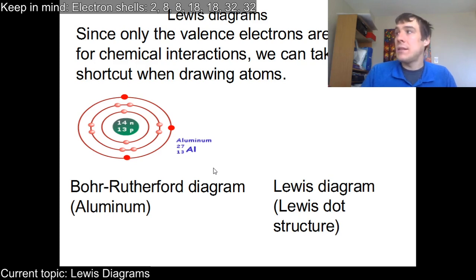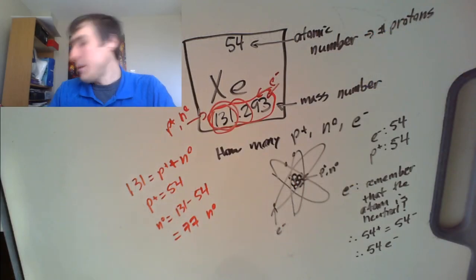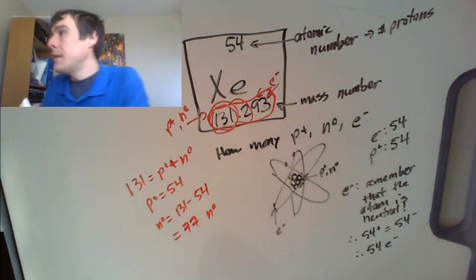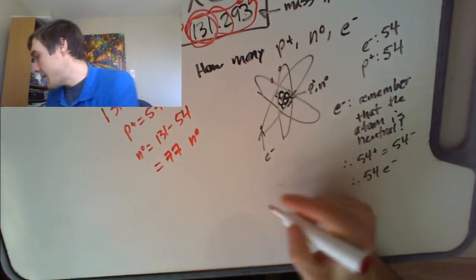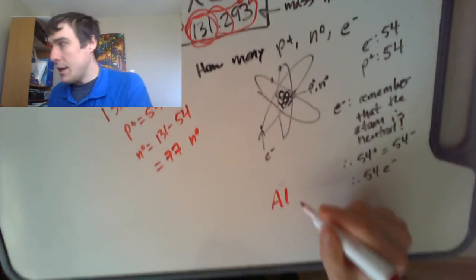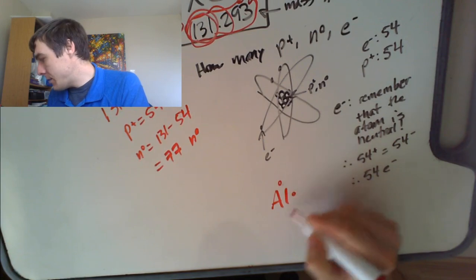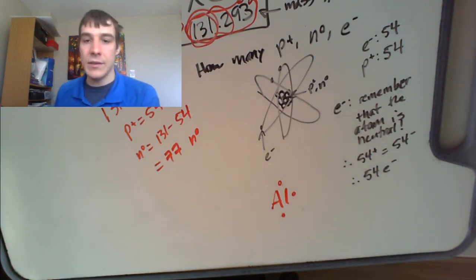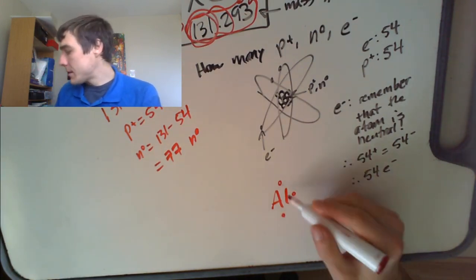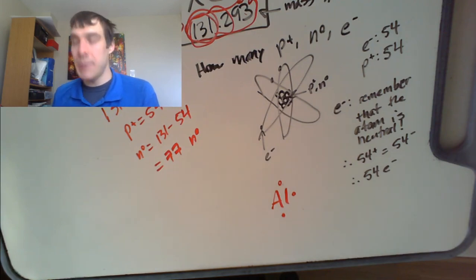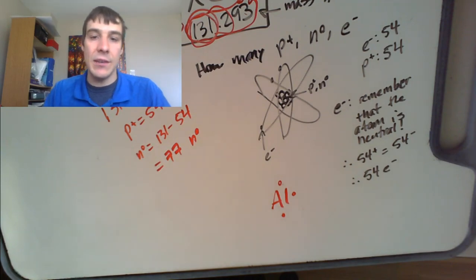To draw a Lewis diagram, it's pretty straightforward. You just have to draw how many outside electrons there are. So for aluminum, it would be very simple, right? It would look something like this. Aluminum has 1, 2, 3 valence electrons. And that's the entire diagram. We don't need to think about how many neutrons. We don't need to think about how many shells underneath there are.